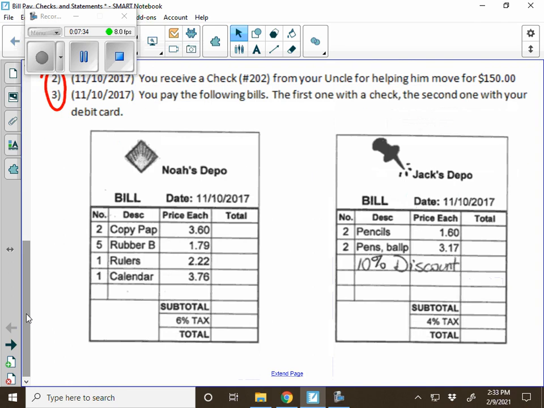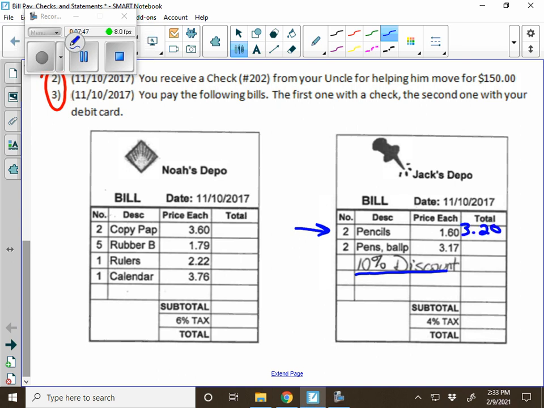Now, this bill pay at the bottom, I'm going to go ahead and do for you. And its big key is, how do we take out a discount? So our bill pay, the same. 2 pencils at $1.60 will give us a total of $3.20. And 2 pencils at $3.17 would give us a total of $6.34. All right. So when I take a discount, what I have here is what we call retail price. All right, wholesale price is what the company itself buys it for. So Jack would buy his pencils for less than $1.60 because he's going to mark those up to make money.